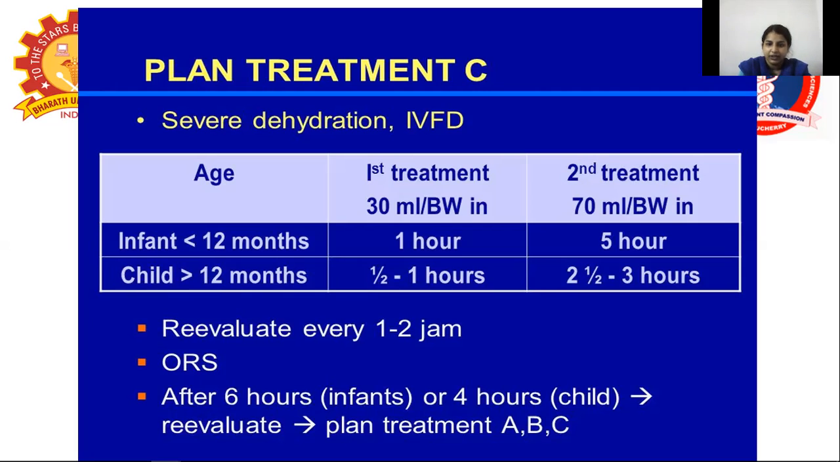After the initial 30 ml per kg, the child has to be assessed. And whenever the child is able to drink orally, the child can be given some ORS in between the treatment as well. And after 6 or 3 hours, we have to reevaluate the child. Now, whether the child is on Plan A, Plan B or Plan C, usually the child should go to Plan A.